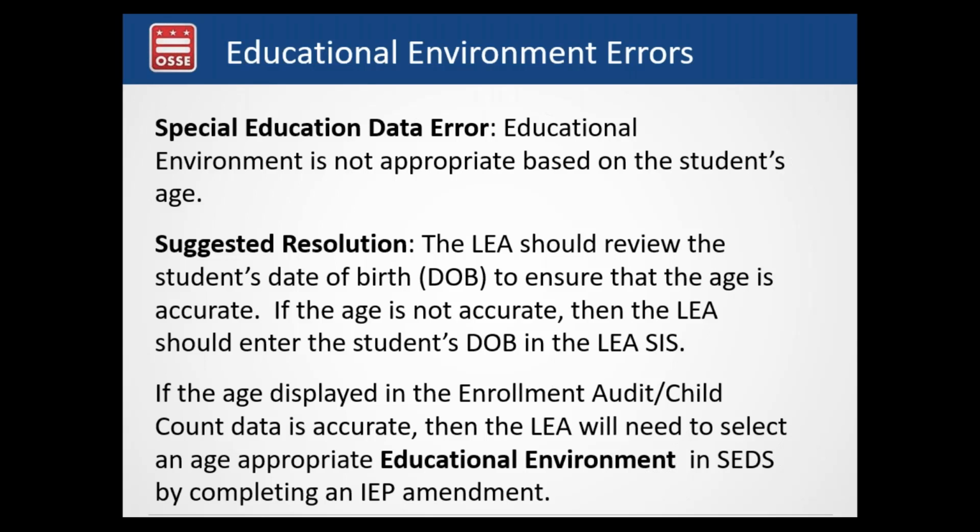The next special education data error that we'll talk about is the educational environment not appropriate based on the student's age. So the LEA should review the student's date of birth to make sure that that is accurate. If the age is not accurate, that needs to be corrected in the LEA SIS. If the age displayed is accurate, the LEA needs to select the appropriate age educational environment in SEDS, and you'll have to do that by completing an IEP amendment.